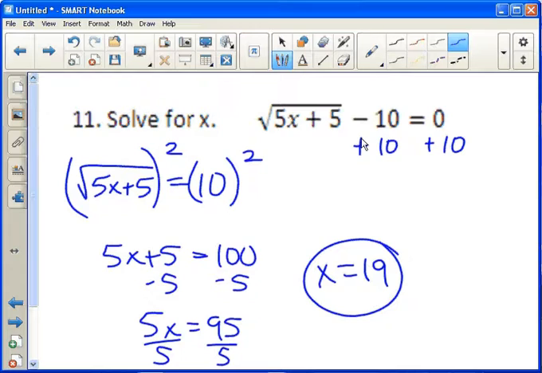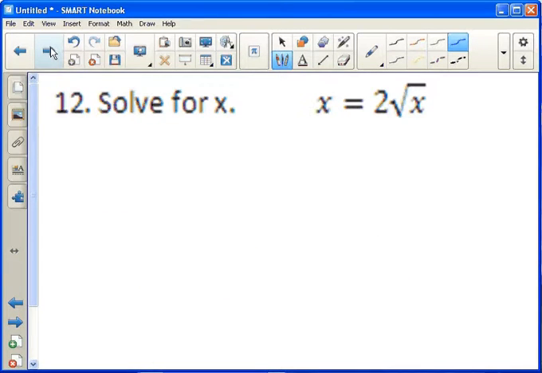Keep in mind you can always double check this. You can just plug 19 back in for x and then see if that equals out like it should. Okay, number 12, solve for x. Now notice, we're not adding or subtracting here, we're multiplying.